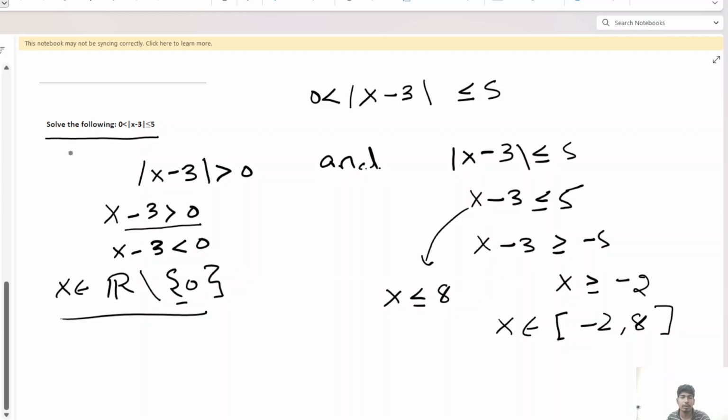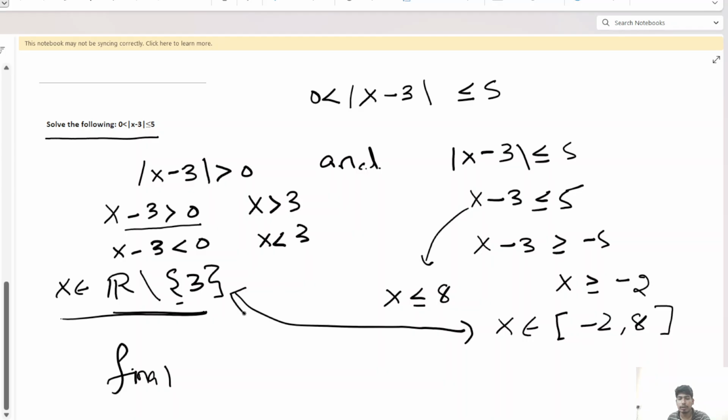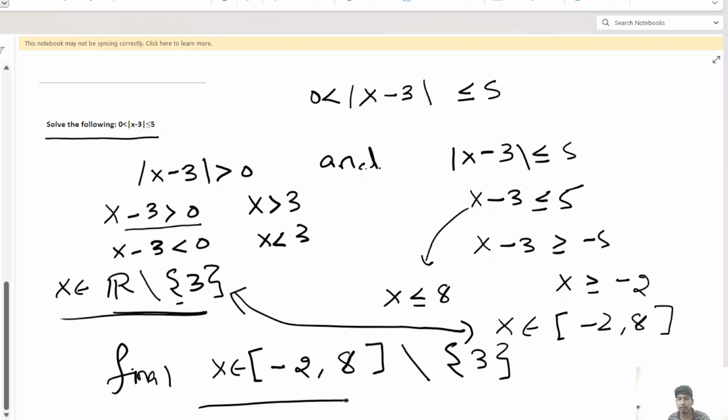Here is 3, because here x is greater than 3 and x is less than 3. So what is our final answer? The intersection of these both values. Then what we get? Minus 2 to 8 except 3. This is our final answer.